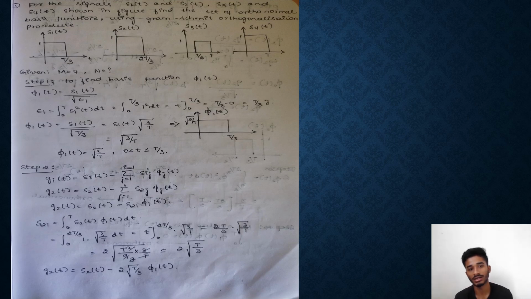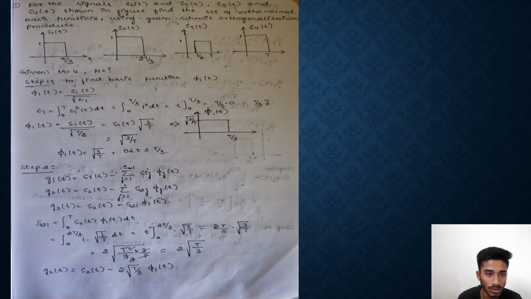So what is given here? Given is m equals 4. What do we need to find? We need to find n, the value of n. So step 1, to find the basis function psi 1 of t. What is psi 1 of t? The formula of psi 1 of t is equal to s1 of t divided by root of E1.